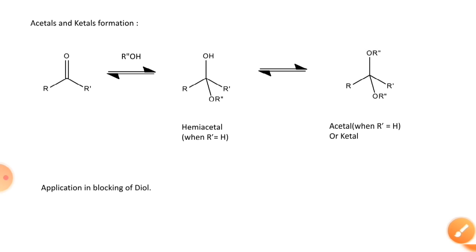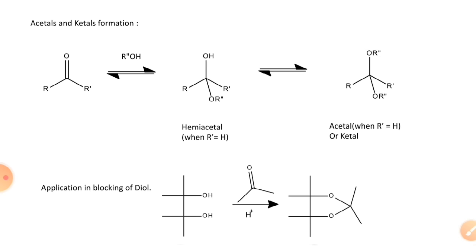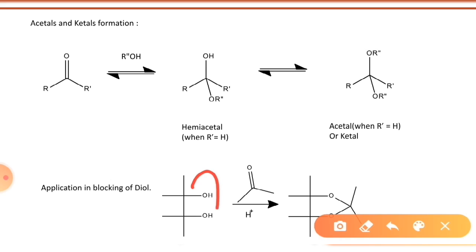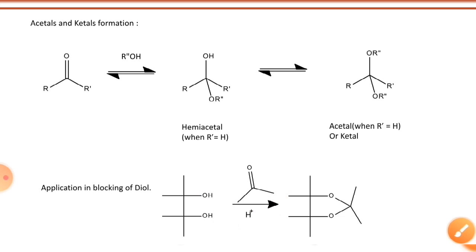Now application in blocking of diol. That acetal and ketal formation can be applied in the blocking of diol. How? This is a diol. Two OH groups are present on adjacent carbons, and this is reacting with acetone in presence of H plus, and it is forming a ketal.